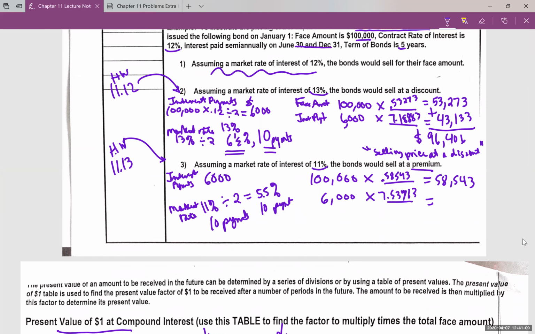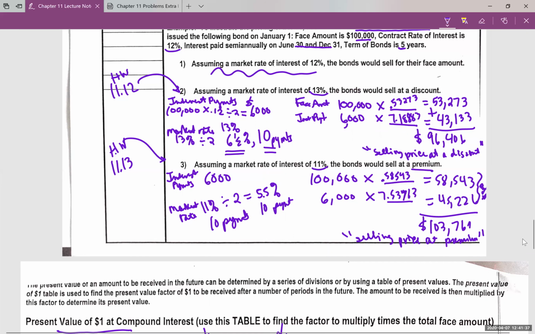Multiplying that number out, you get 45,226. Adding those two numbers together, you get 103,769. And this represents the selling price at a premium. And that's how they calculate that.